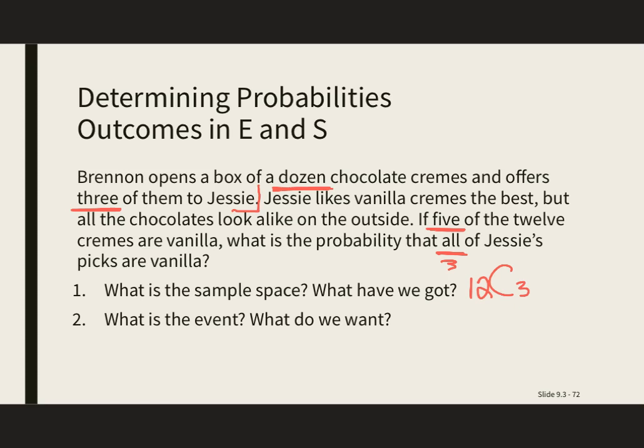12 choose 3. Now, what's the event? What do we want? The numerator of that probability calculation. If 5 of the 12 creams are vanilla, okay, 5. What's the probability that her picks are vanilla? 5, we're choosing 3. 5 choose 3. Then we could answer the actual question. What's the probability? Well, the probability is 5 choose 3, what we want, divided by 12 choose 3, over what we've got, all the possibilities.